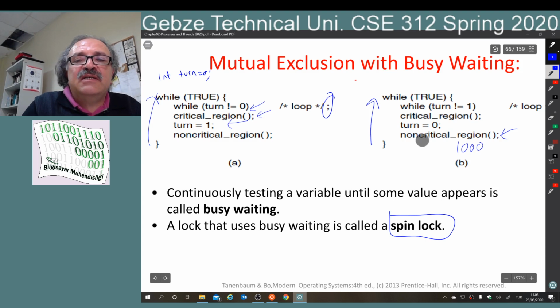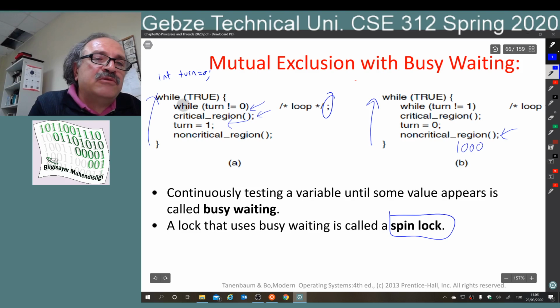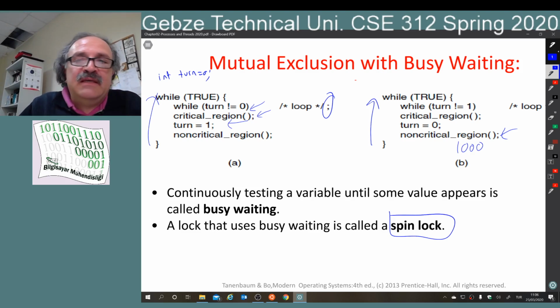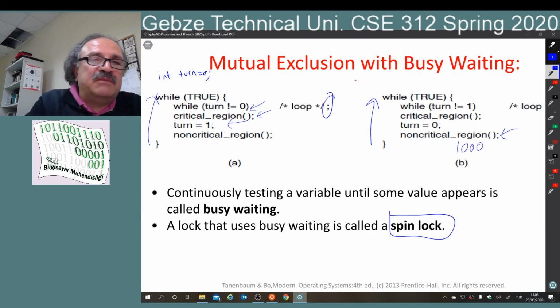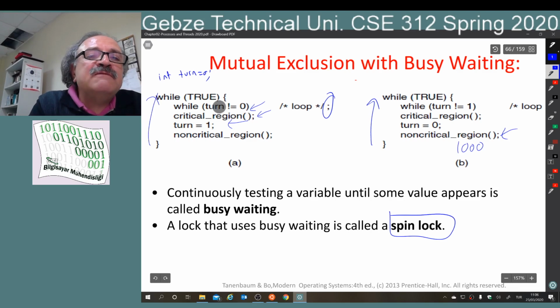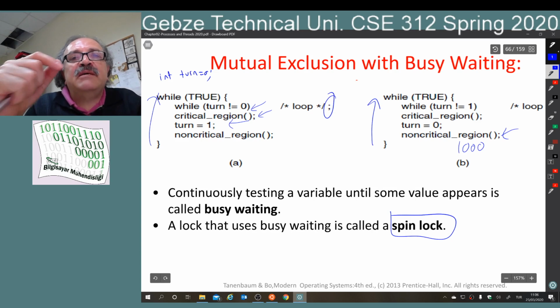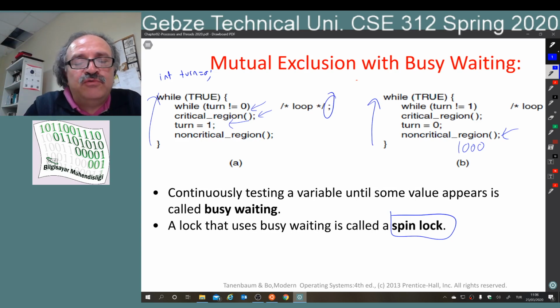Since this one is in the non-critical region, but it is taking so long, this one will come back to the top of the loop. Since turn is not 0, because it made the turn 1, this has to wait at the top of the loop. So this one is waiting at the top of the loop, but this one is not in the critical region. So that's a problem. That's a violation of rule number 3.